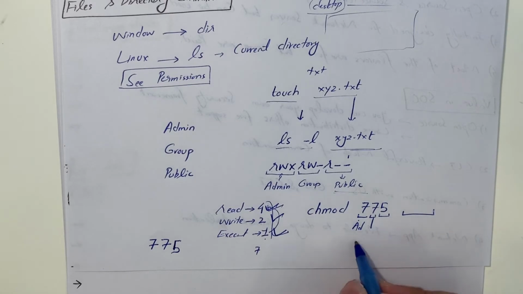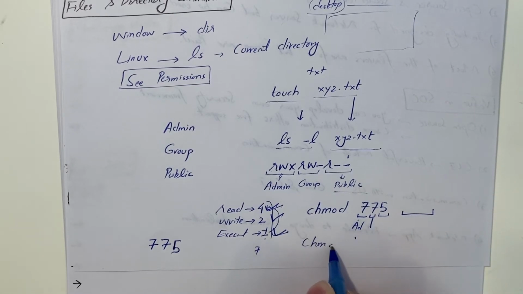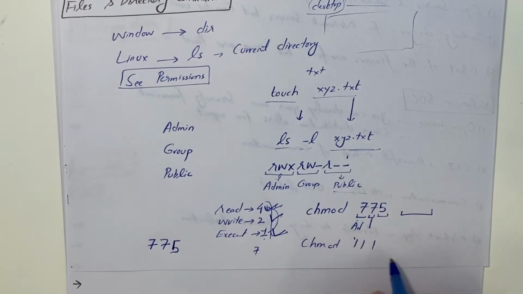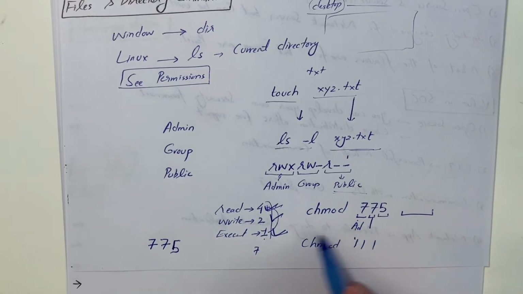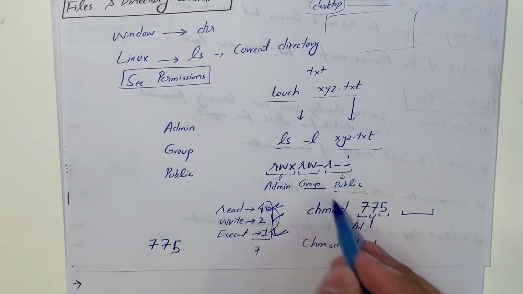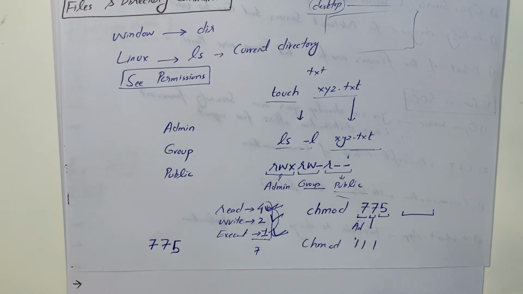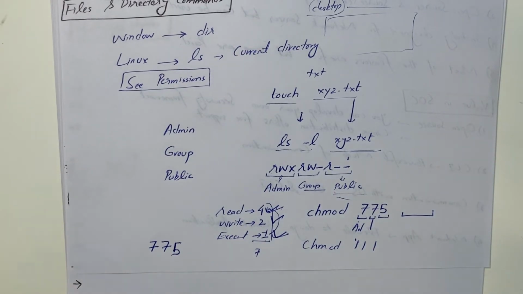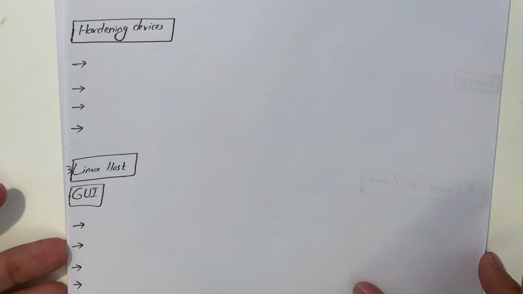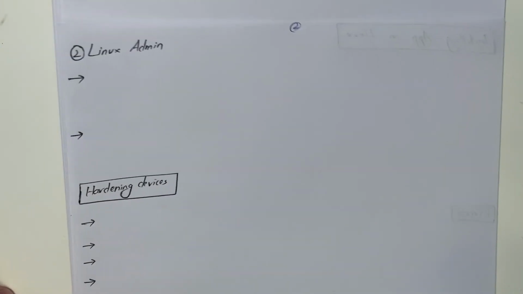So you can always change it. Let's say you put here chmod 111. What will happen? Admin can execute only, group can also execute, and public can also execute. They don't have read and write access. These are some of the things that I believe everybody should know, and you will experience that in your lab. The next is Linux administration.